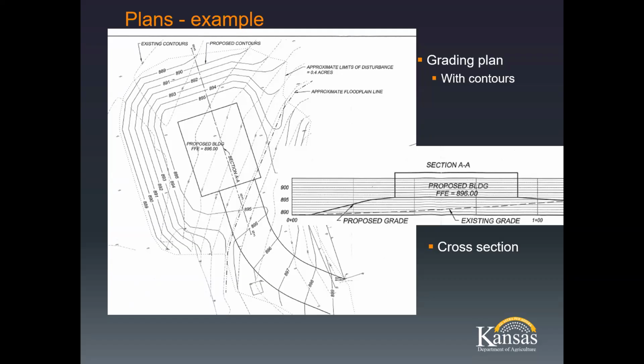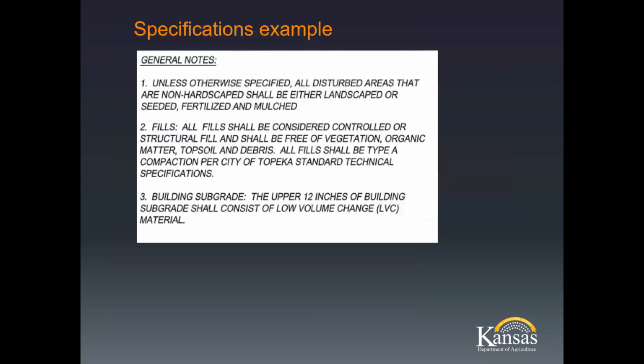You can see here the cross section shows us the existing grade, the proposed grade, and the finished floor elevation, so we can see if you meet that freeboard requirement. Specifications can tell us how the dirt will be compacted, what kind of dirt you're going to be using, etc.